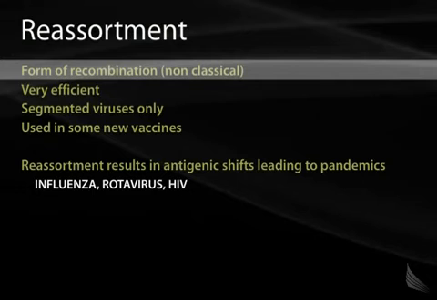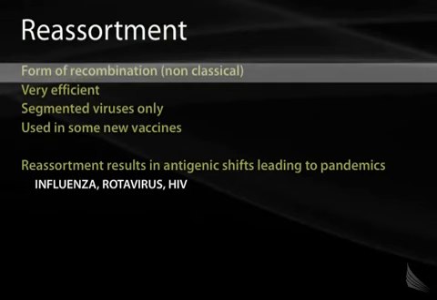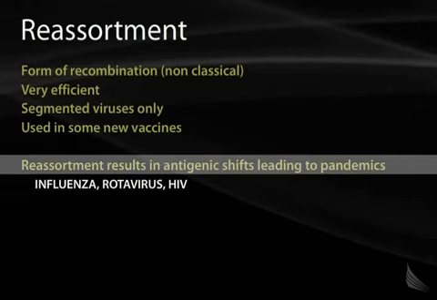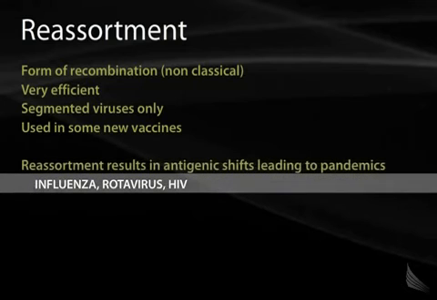Reassortment is a form of recombination which is non-classical. It's very efficient, but only happens in segmented viruses. Segmented viruses have their genome in different segments, and so they can mix and match with much more rapidity than through normal recombination. Reassortment results in antigenic shifts leading to pandemics, such as in rotavirus, HIV, and influenza.